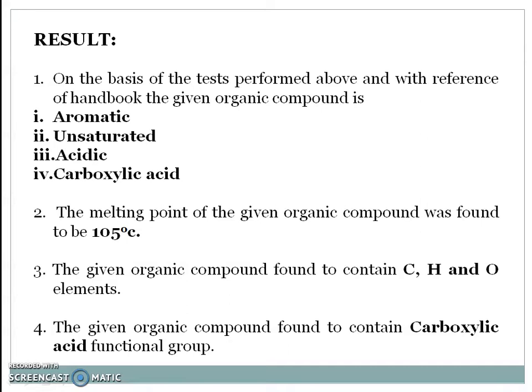After performing the practical, we move towards the result. On the basis of the tests performed above and with reference to the handbook, the given organic compound is aromatic in nature, unsaturated, acidic, and a carboxylic acid group may be present. The melting point of the given organic compound was found to be 105 degrees Celsius. The given organic compound was found to contain carbon, hydrogen and oxygen elements. The given organic compound was found to contain carboxylic acid as a functional group.